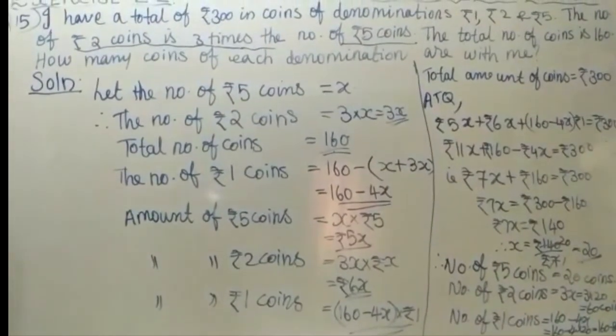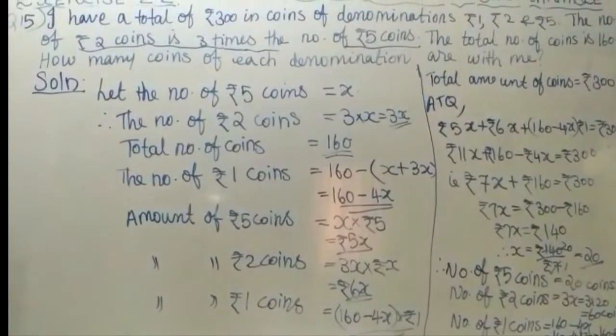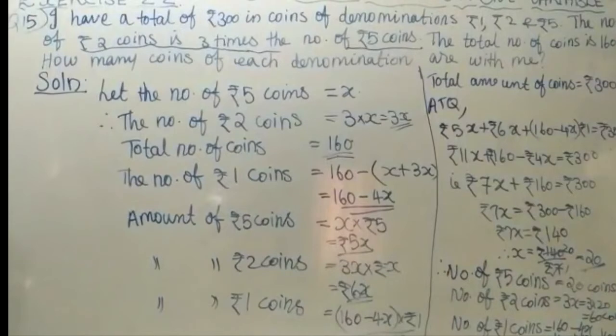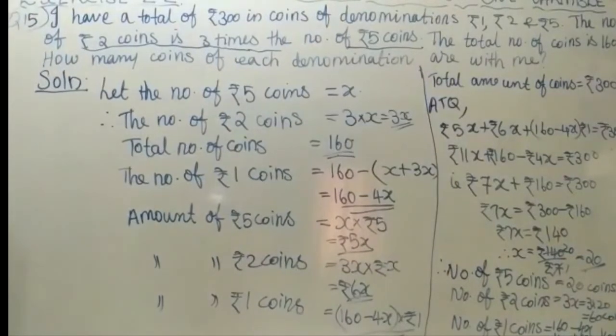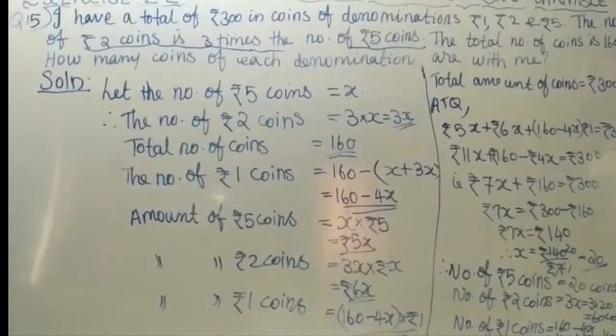If we add all these numbers, that is 20 plus 60 plus 80, we get 160. That is given in the question. The total number of coins is 160.